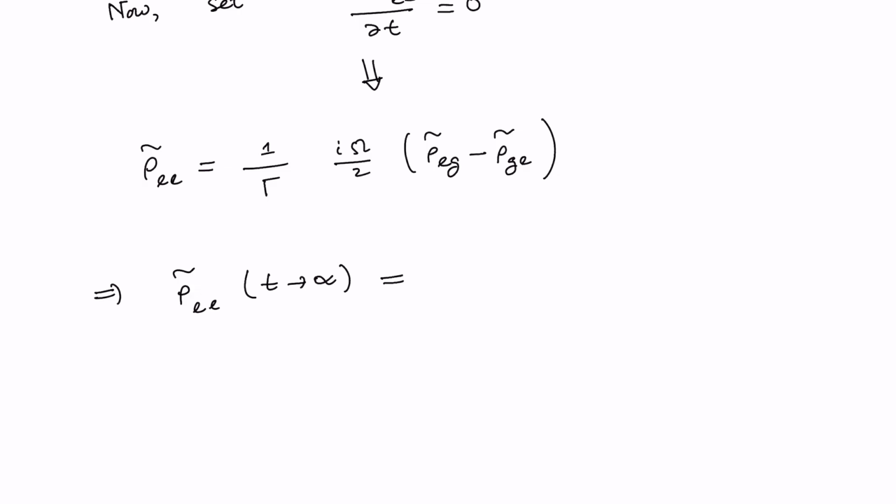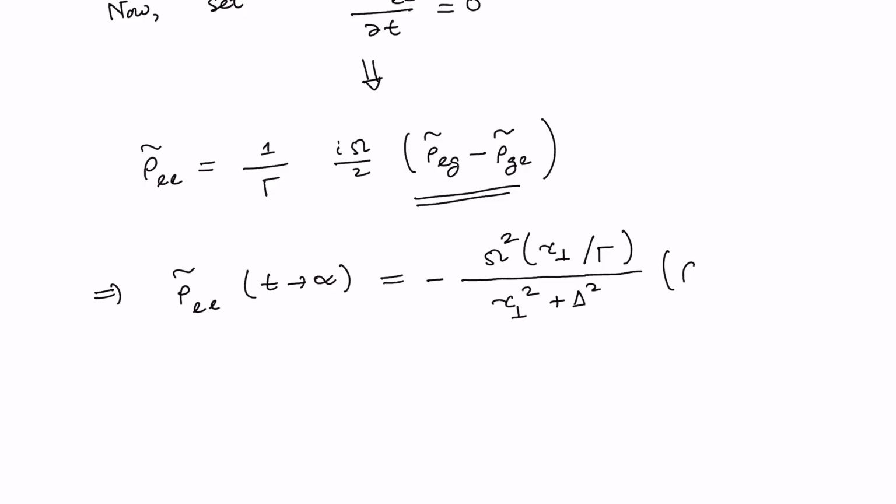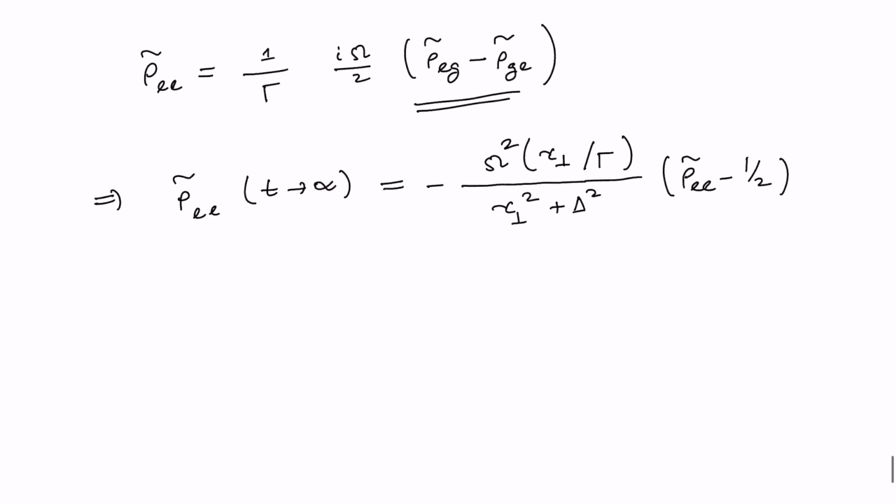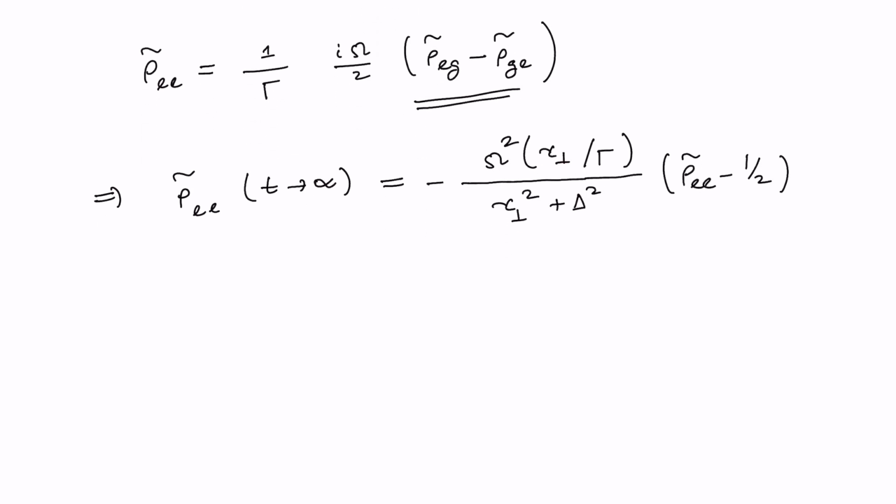If I put the values of rho tilde EZ minus rho tilde ZE, I will get it as omega square gamma perpendicular divided by capital gamma perpendicular square plus delta square, and here you have rho tilde EE minus 1/2. Okay, this is what you will have. And now you have to solve this equation.